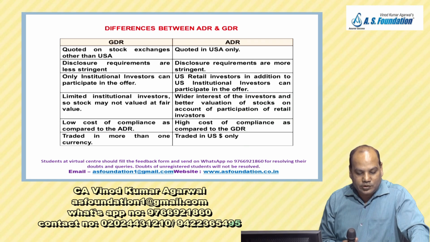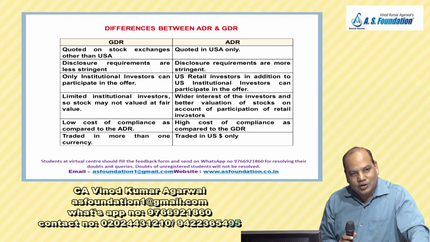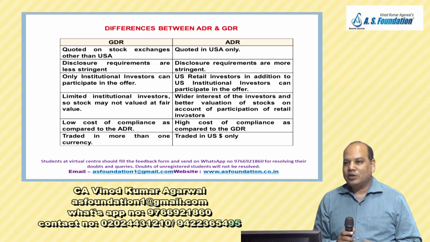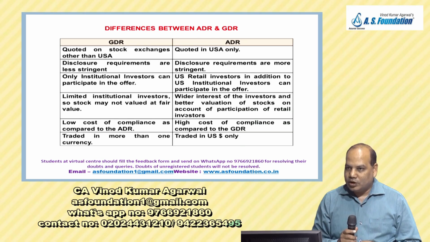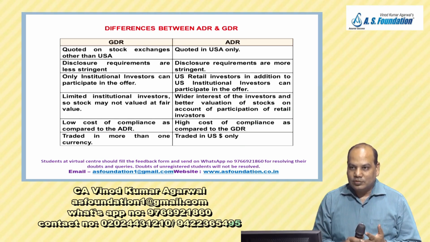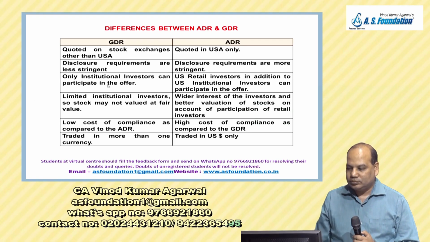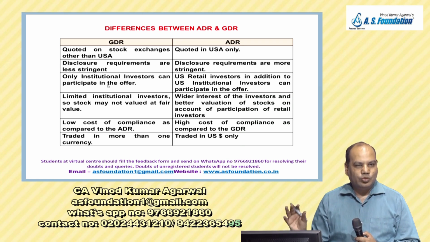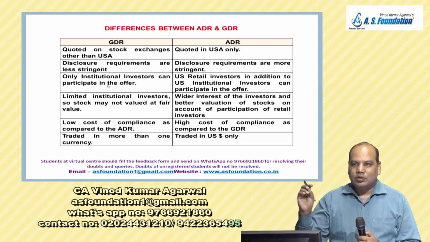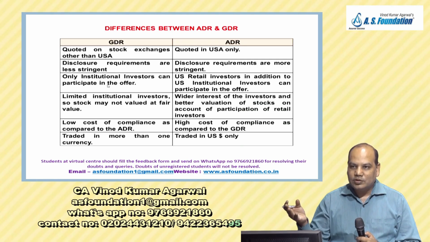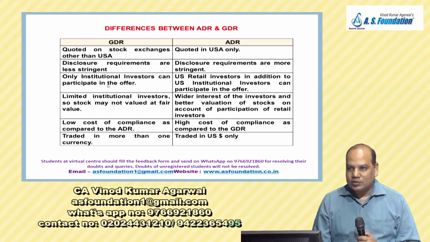GDR is quoted on stock exchanges other than USA. ADR is quoted in USA. GDR disclosure requirements are less stringent. That is one reason why a company issues GDR. In USA, disclosure requirements are more stringent. Correct? Because US laws are very strict. And only institutional investors can participate in the offer. Means only the institutional investor, mutual fund, insurance companies, hedge funds, pension funds, and such other institutional investors.